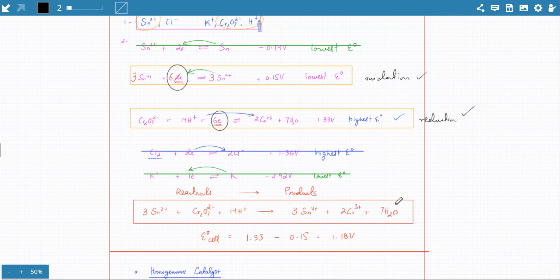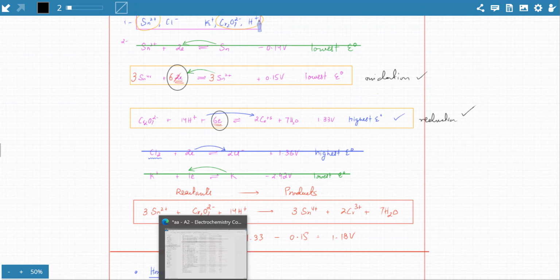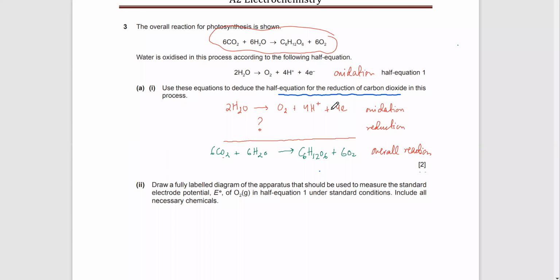Now you have to do the same thing, except that the overall equation is already given. One of the equations, for oxidation, I think, is given, and you have to find the reduction equation. So it's exactly like a math problem. Now you have to figure out that these are your reactants. What other things need to be added so you get this? The first equation has two water molecules, and it's forming oxygen, right?